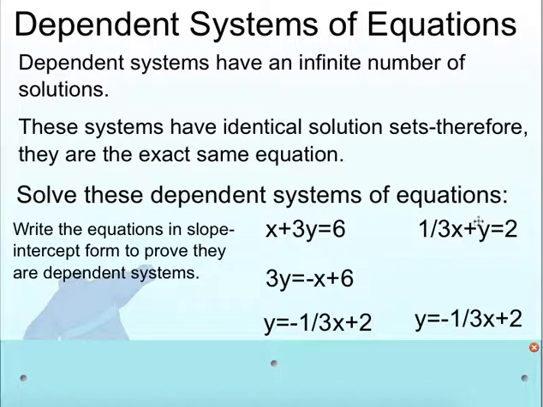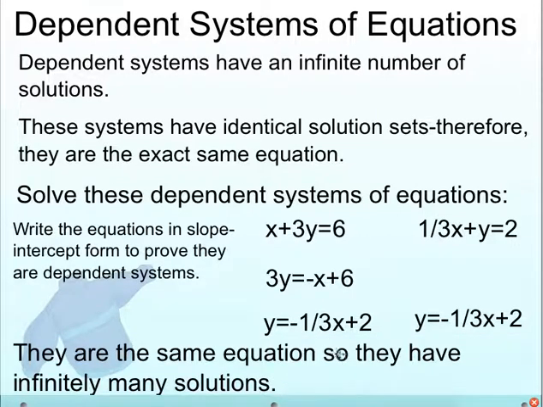When we divide by 3, I get negative 1/3 x plus 2. That's exactly the same as when we subtract 1/3 x from each side of the second one: we get negative 1/3 x plus 2. These are the exact same equation. So let's say x is 3, then I get y is 1. In the second equation, x is 3, y is 1. We can do that an infinite amount of times. So these are called dependent systems.